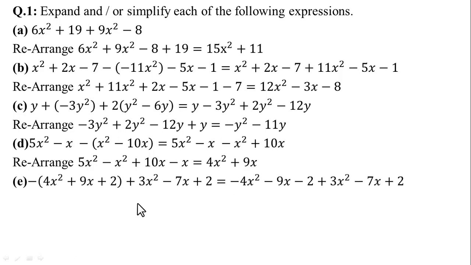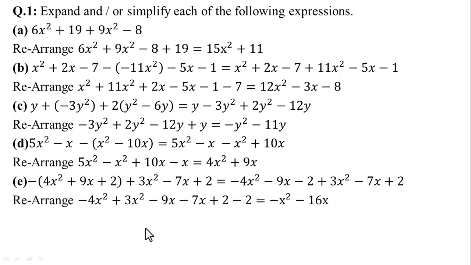Now in E part, minus into 4x square plus 9x plus 2, plus 3x square minus 7x plus 2. First of all, opening the brackets. Here is a negative sign, so the negative sign changes all the signs in the brackets. So minus 4x square minus 9x minus 2 plus 3x square minus 7x plus 2.